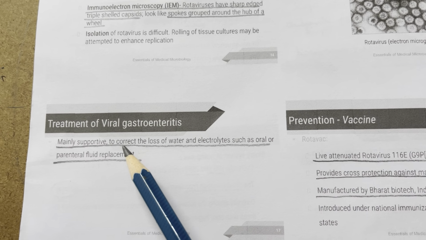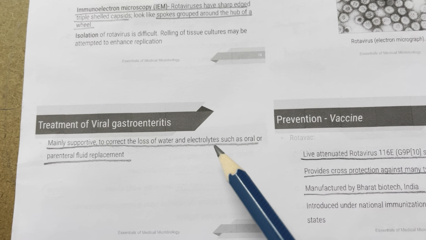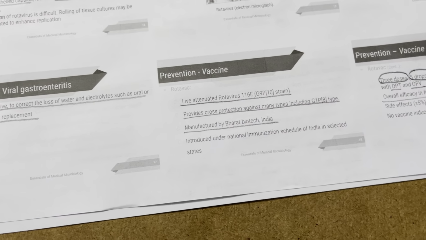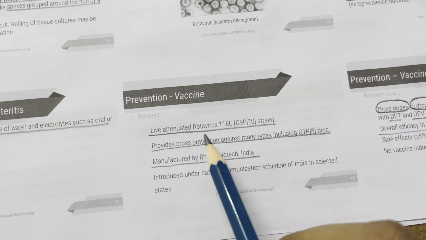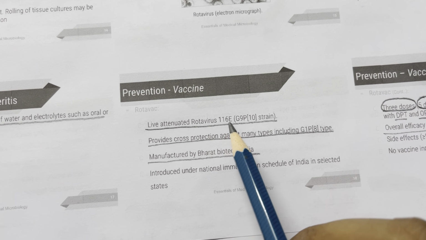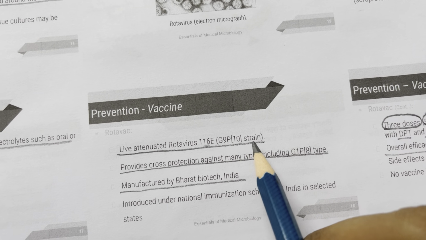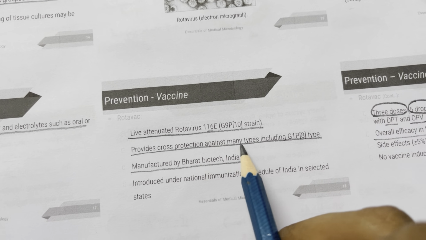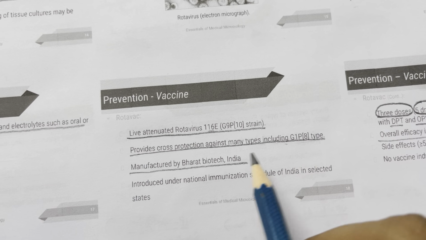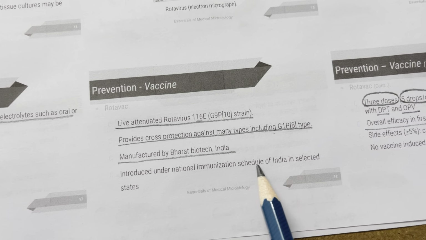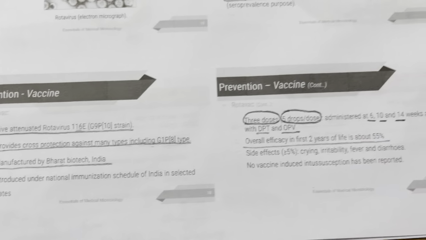Moving on to the treatment. Treatment is mainly supportive to correct the loss of water and electrolytes, such as oral or parenteral fluid replacement. Moving on to the vaccine, you have live attenuated rotavirus 116E, which is the G9P10 strain. It provides cross protection against many types, including G1P8 type, and it is manufactured by Bharat Biotech India. It is introduced under the National Immunization Schedule of India in selected states.